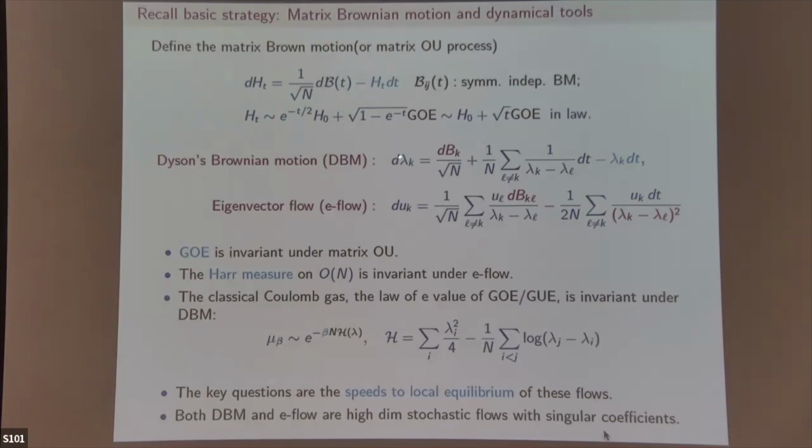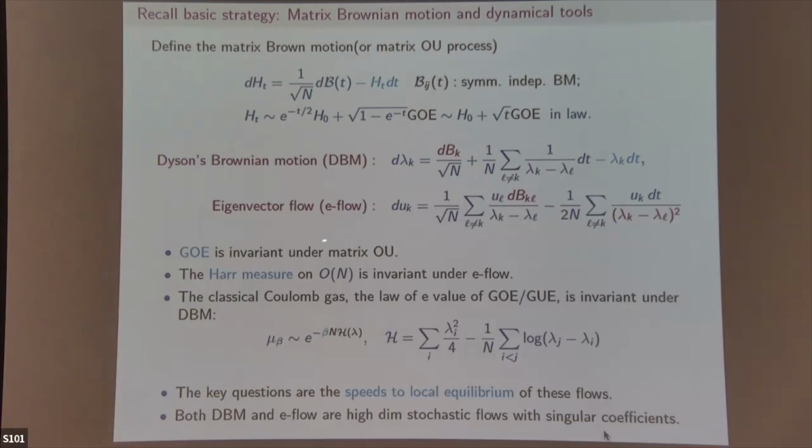Now then the question is, you take the matrix Brownian motion like this, and then you can write down the eigenvalue and eigenvector equations. Nowadays this is not surprising, but at the time of Dyson, it was surprising that the eigenvalues satisfy an equation that just depends on the eigenvalues. There's no eigenvector here. The eigenvalue just depends on itself.